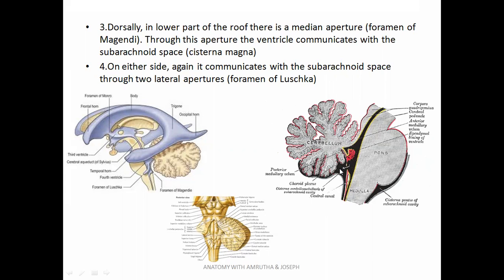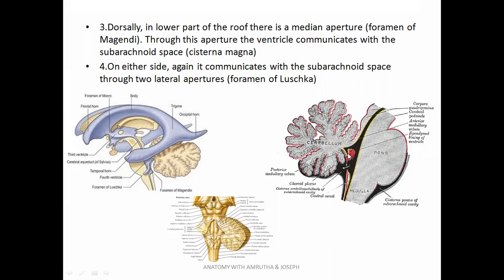So this is the cisterna magna, where the fourth ventricle is connected or opening, and this foramen is called the foramen of Magendie. Remember that, foramen of Magendie. It is an unpaired structure seen on the roof, whereas on either side, again it communicates with the subarachnoid space through the lateral aperture, and the lateral aperture here is called the foramen of Luschka. So the foramen of Luschka, there are two, right and left side, whereas the foramen of Magendie is single.